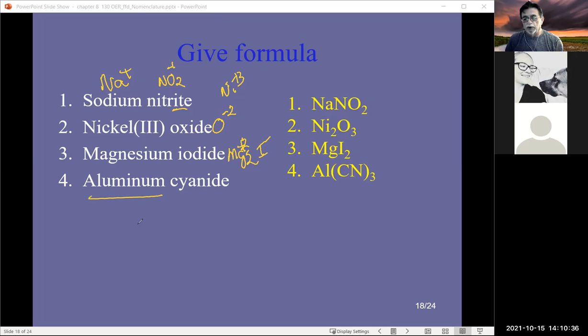And then aluminum always has a +3. And then cyanide, that is a polyatomic ion, which you can find on the table again. And it's CN-. And so that means we need 3 cyanides, which tells us we're going to need a parentheses. And hence the formula is Al, parentheses, capital C, capital N, parentheses 3.